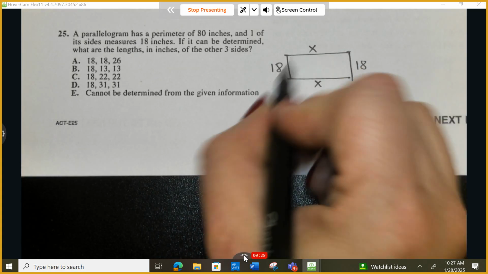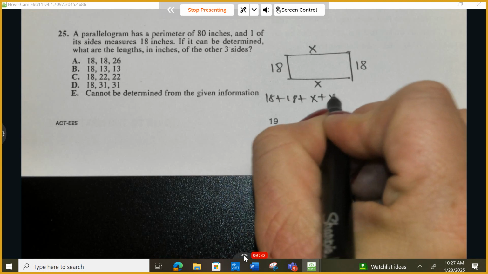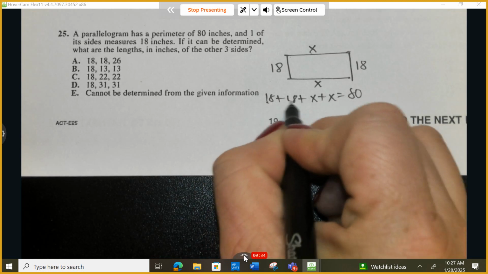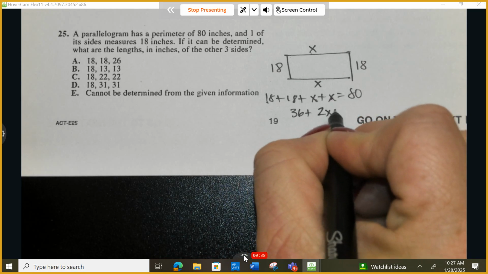So when I add all the way up, I have 18 plus 18. I have these two missing pieces, so x plus x, and it equals 80. 18 plus 18 is 36, and x plus x is 2x.